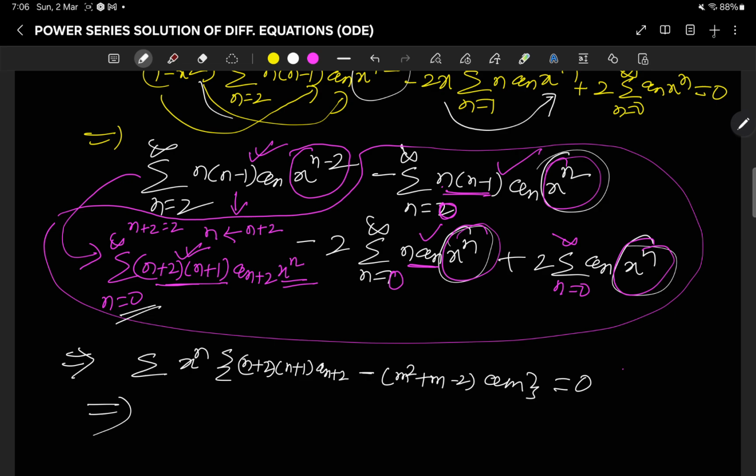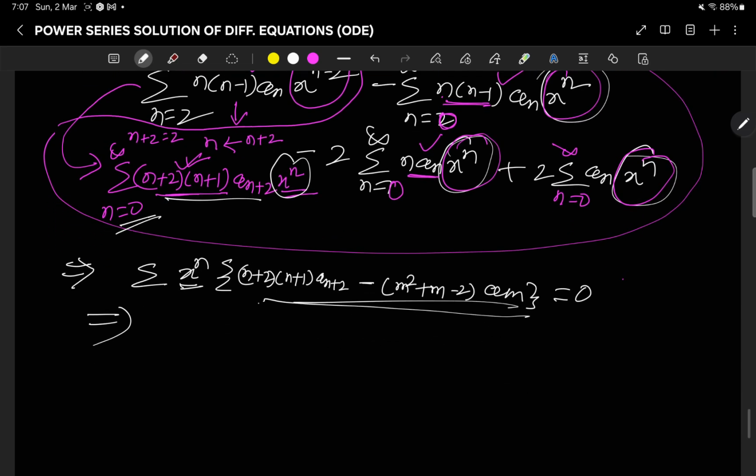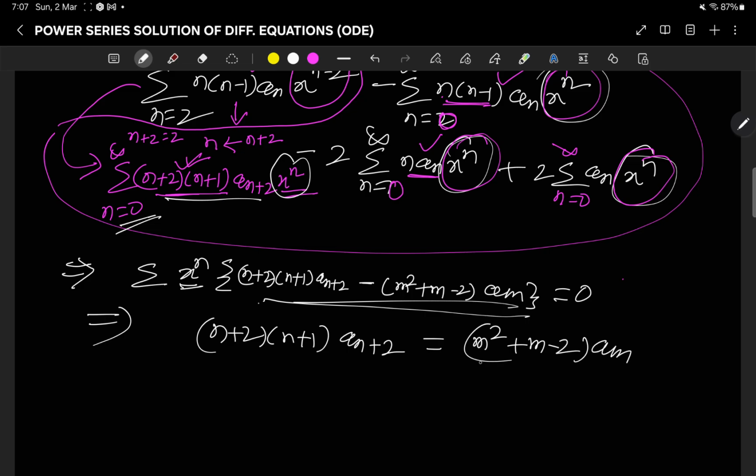if I collect the coefficient of x to the power n, I am getting this, and that means this is equal to 0. So if I simplify it, it is n plus 2 into n plus 1 an plus 2 is equal to n square plus n minus 2 times an. So this is my an plus 2, and I can factorize it.